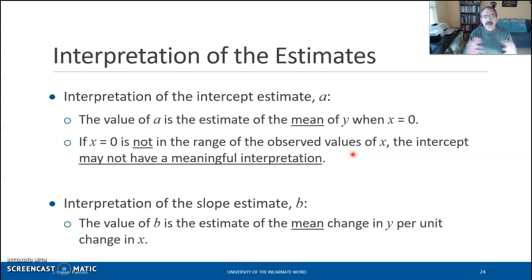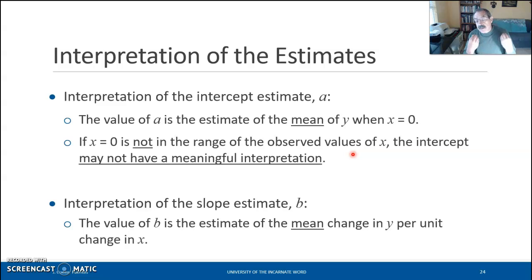So you need to be careful when you are interpreting the intercept: look at the data and see if you have values that include x equal to 0. If the data does not include that value, then interpreting the intercept may not make any sense. So be careful with that.